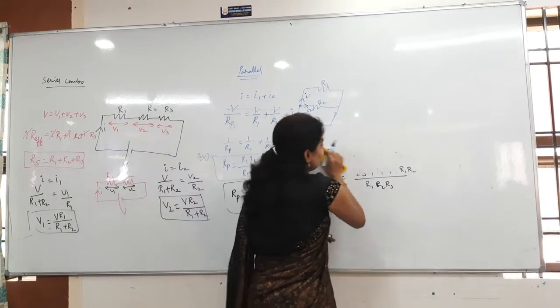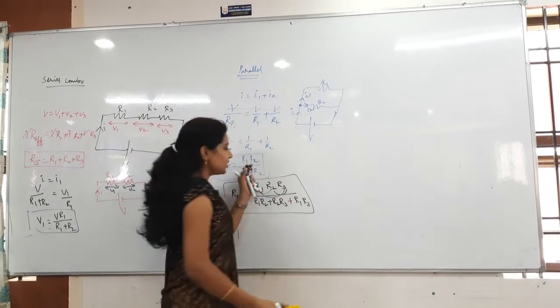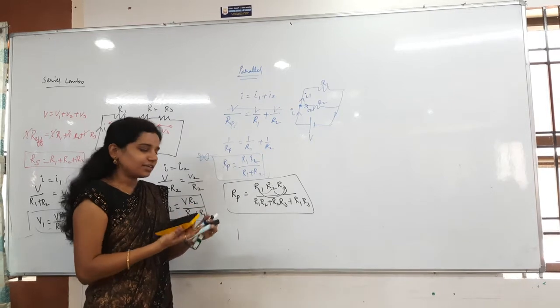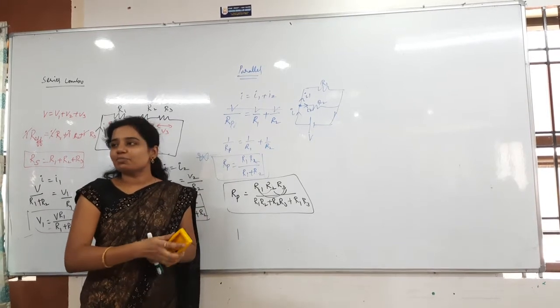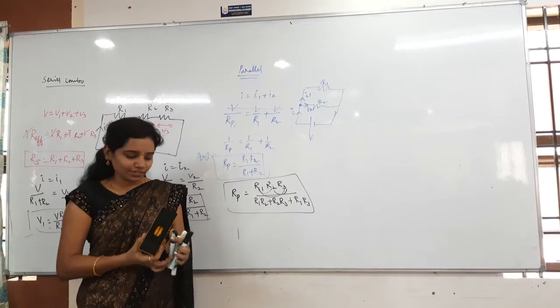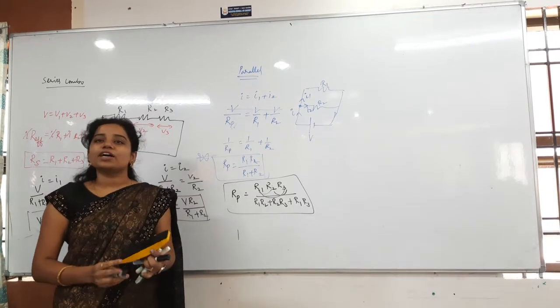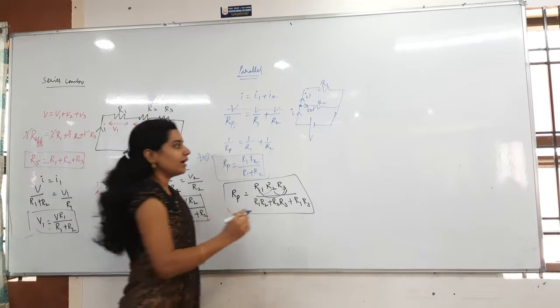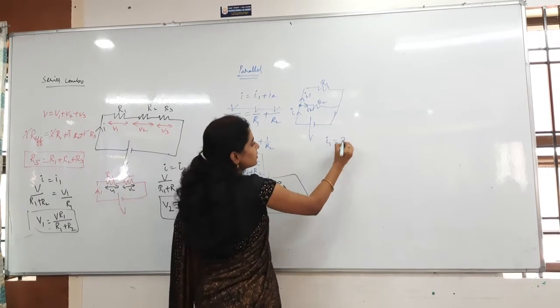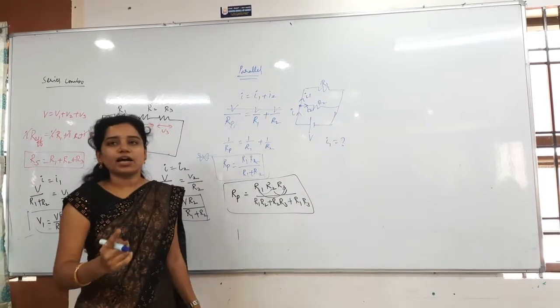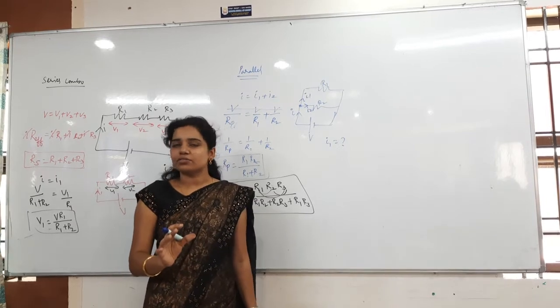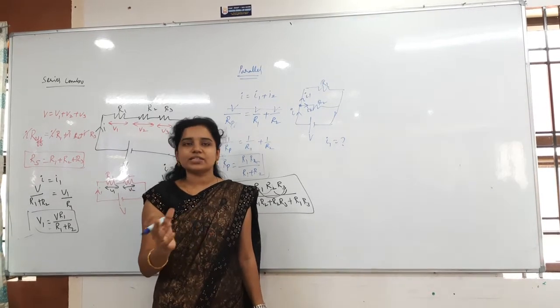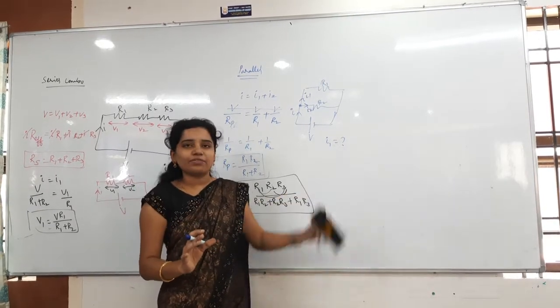Now, here in this one, mainly this is where everybody gets confused. Current division is important. Yes, very good. You have to find out the current in the first resistor, I1, individually. To find I1, the formula you will get is I R2 by R1 plus R2. For that also there is a trick, I will tell that. Now I have to find out I1.